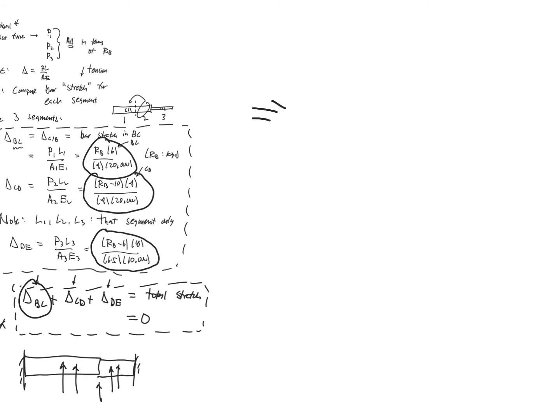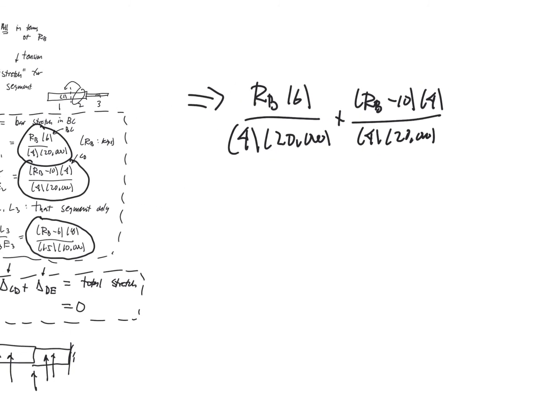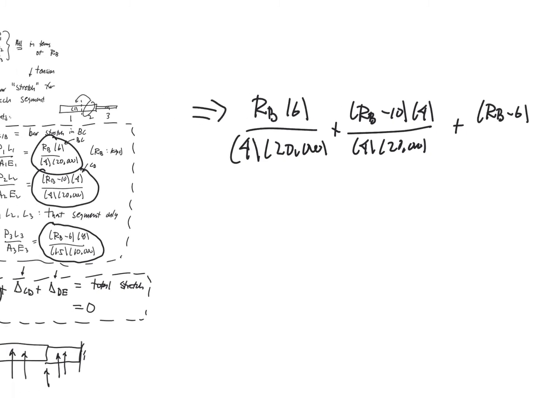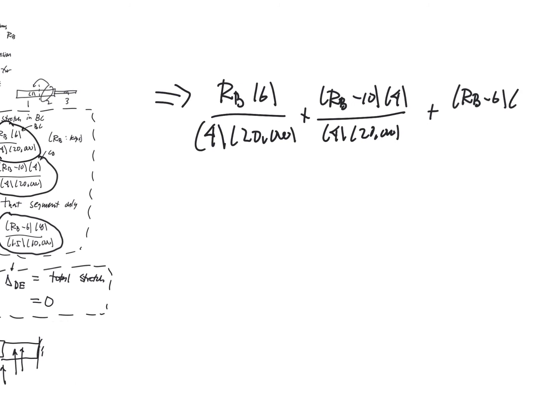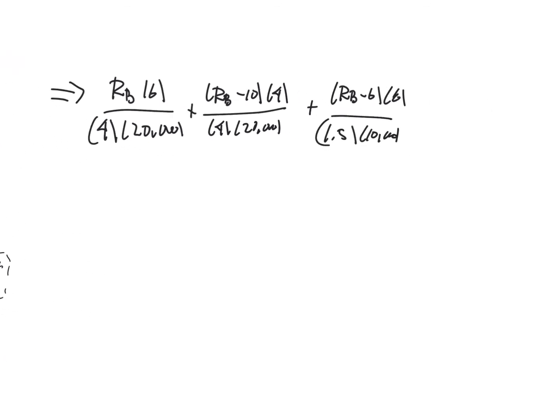We are going to have as our statement of compatibility RB times 6 divided by 4, 20,000, plus RB minus 10 times its length, which is 4, divided by 4, 20,000, plus the last one, which is RB minus 6, times its length, which is 8, divided by its area, 1.5, and its modulus of elasticity, which is 10,000. And all that is going to be equal to 0.